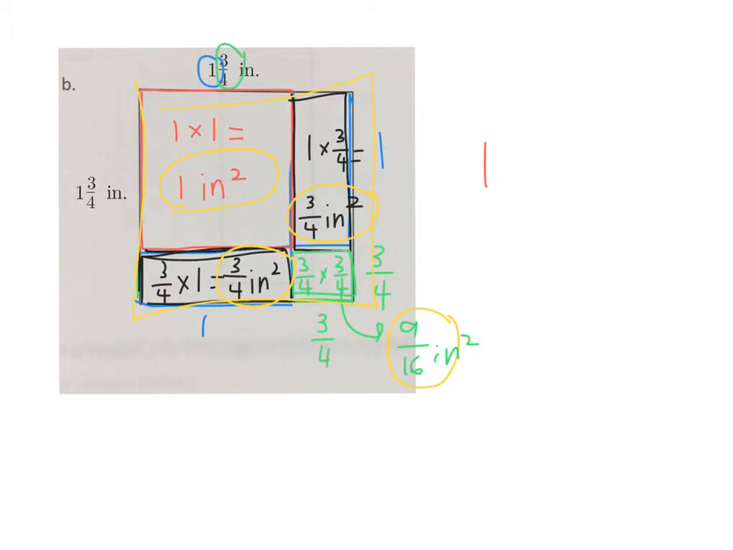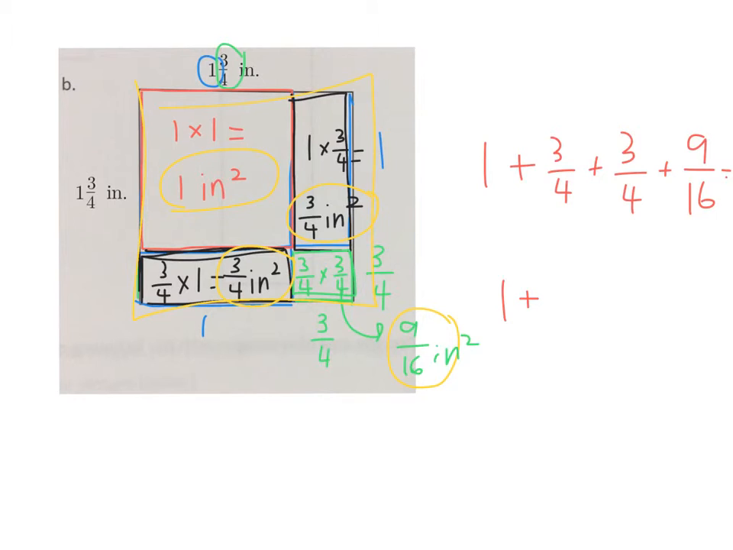So I have 1 plus 3/4 plus 3/4 plus 9/16. Am I ready to add? No, my denominators are not the same. I have a denominator of 4, a 4, and a 16. What's the least common denominator? Okay, so let's rewrite it. 1 still stays the same.